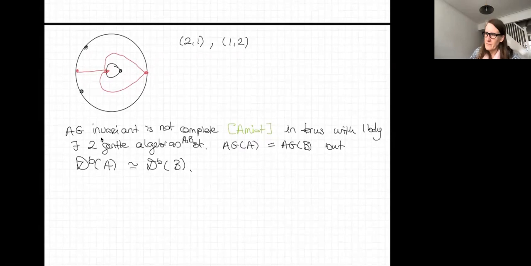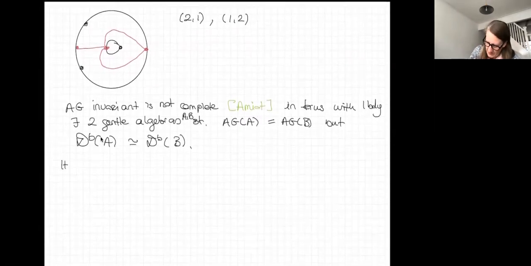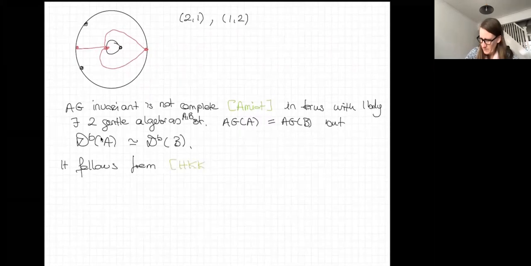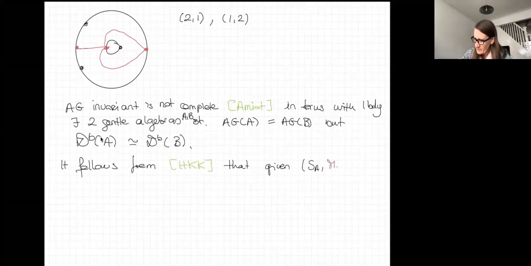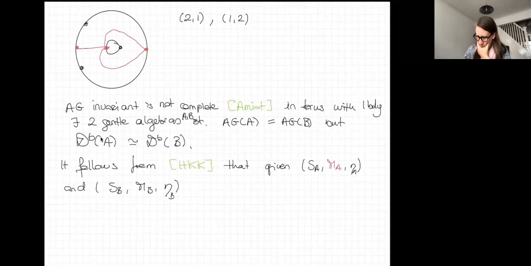On the other hand, it follows from the work of Haiden, Katzarkov and Kontsevich that if we're given the surface, the stops, and a line field, then we have a second surface which we call SB, MB, and eta B and eta A, corresponding to graded gentle algebras A and B.